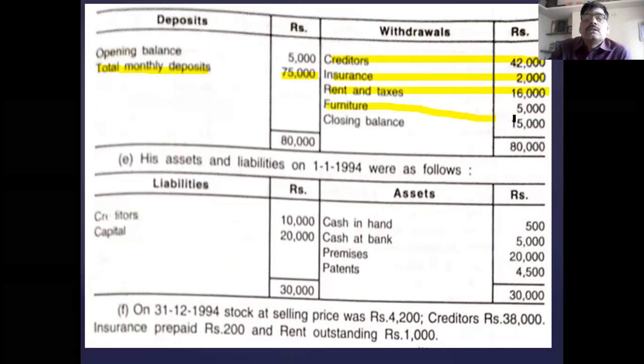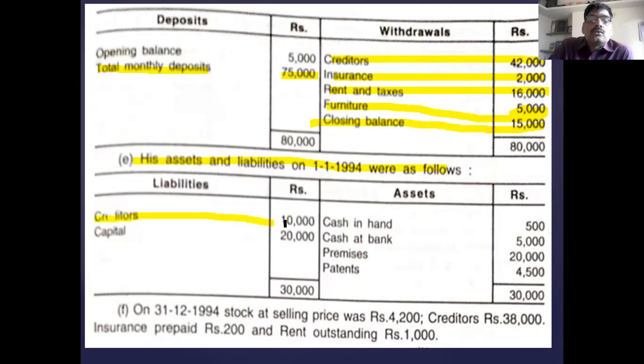Furniture is here. This is the asset, goes to balance sheet. Closing bank balance is here, goes to bank account. Oh, sorry, balance sheet. Then the assets and liabilities for the 1194 are given. The 1194 balance is nothing but the opening statement of affairs.